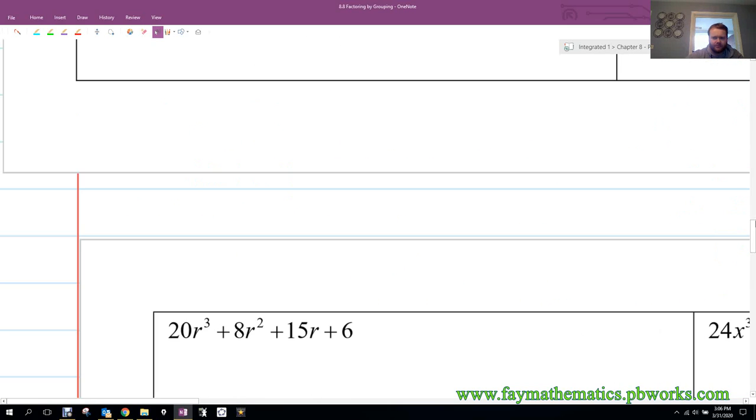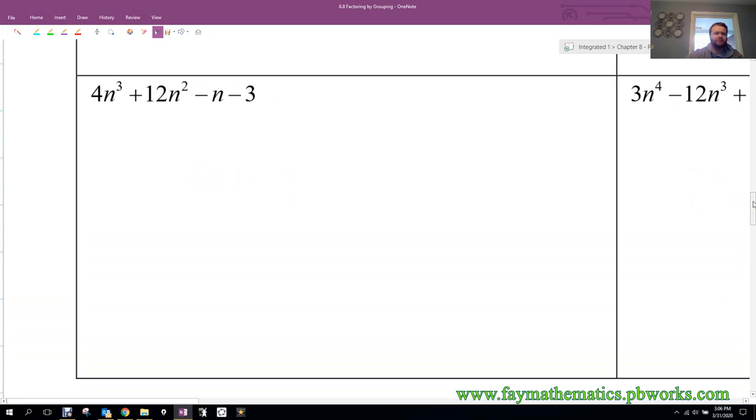Okay. This one here, a little bit like the first. There's no GCF. Okay, so not everything is divisible by 4. So what I'm going to do is group the first 2, group the back 2. I see that the first 2 are now divisible by both 4 and n squared. There's the GCF of the first 2.